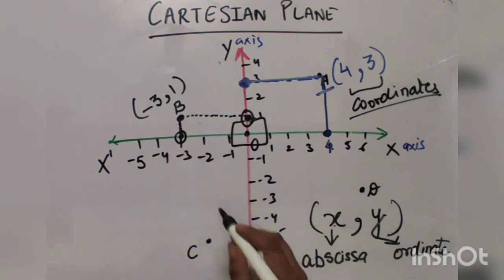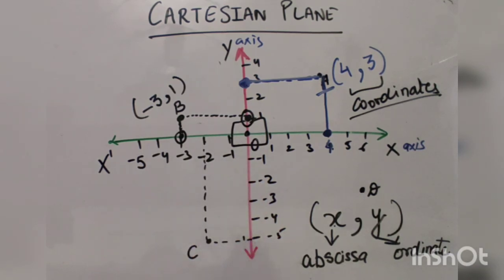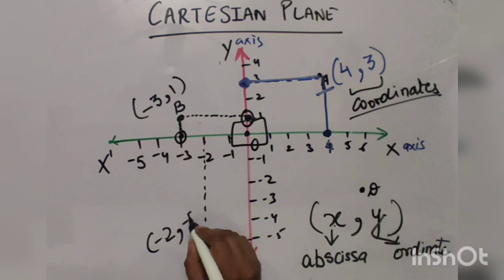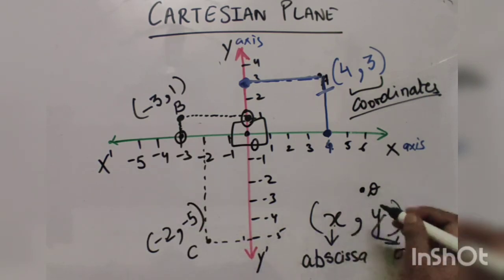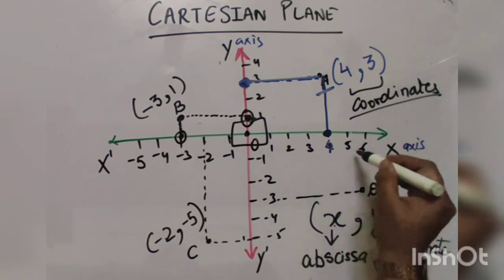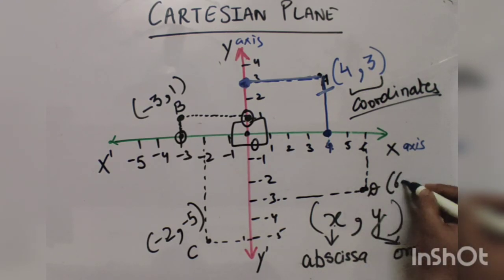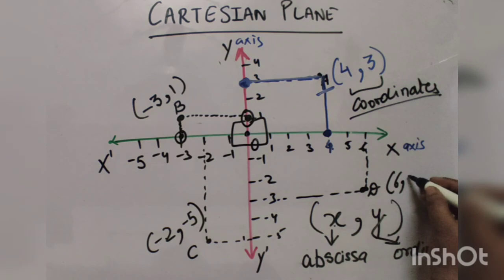Now for C, as we can see here, the perpendicular line to this point and to this point, again it is -2 as the x coordinate and -5 as the y coordinate. Now for the D point, the point is this, so perpendicular lines. Here we can notice the x point is 6 and the y point is -3.